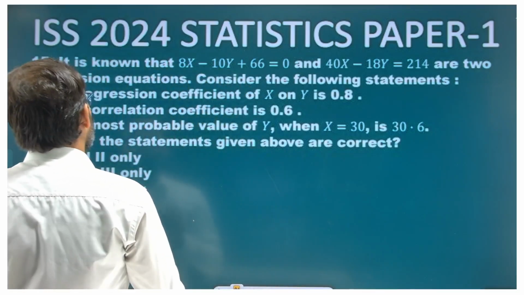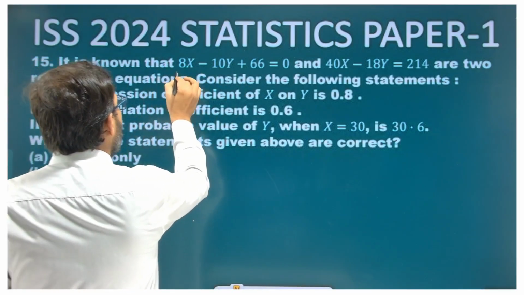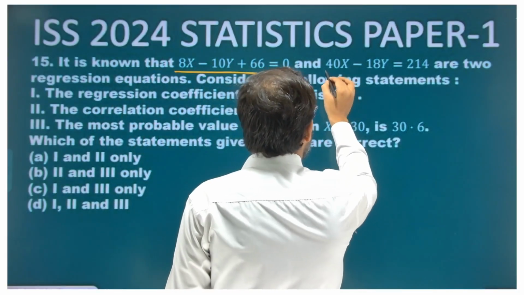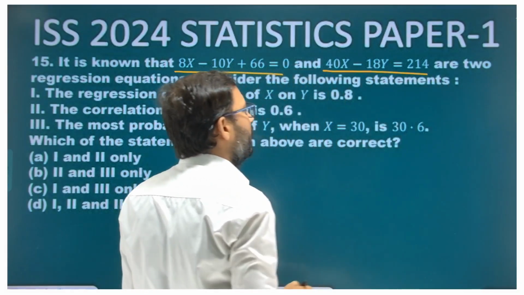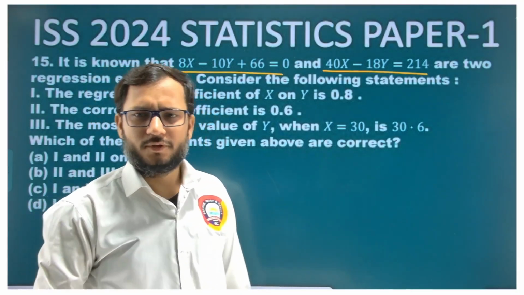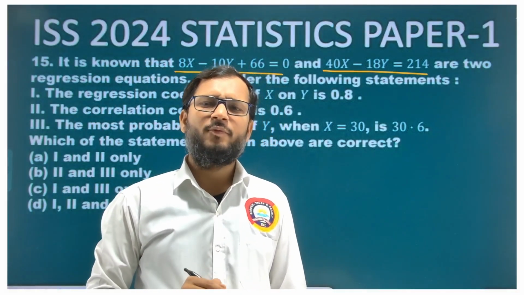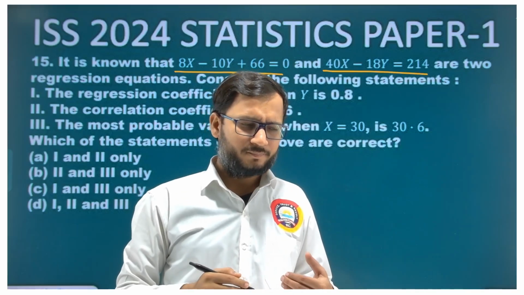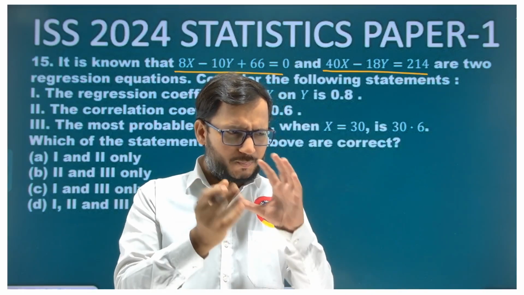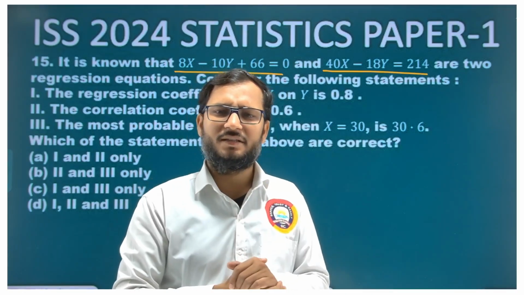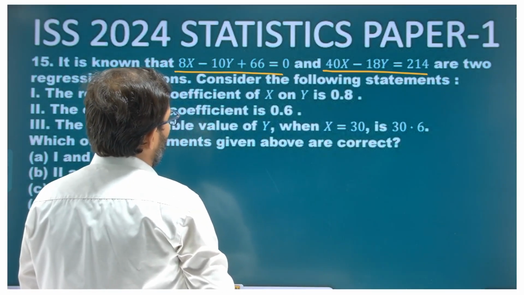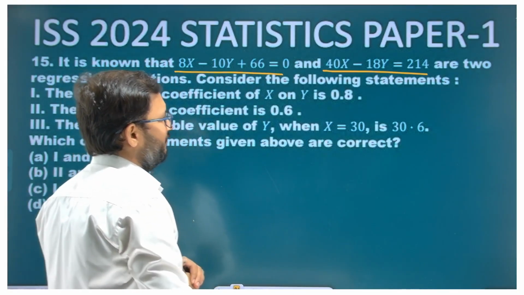So see here what this question says. It is known that 8x minus 10y plus 66 equals 0, and 40x minus 18y is equal to 214. Whenever this type of question is asked, where regression equations are given, a suspicion comes that these are two equations. So why are two equations given?